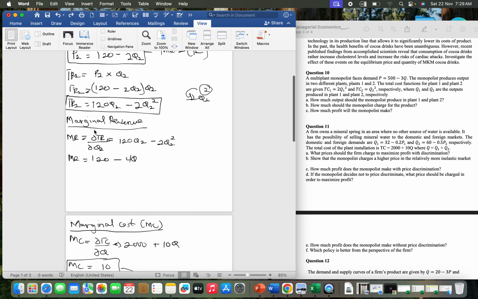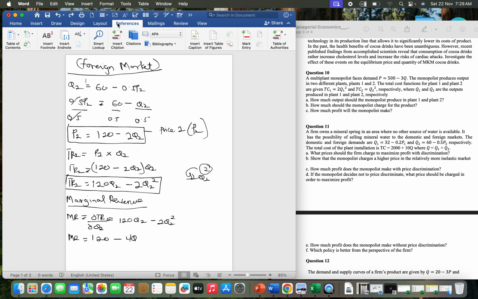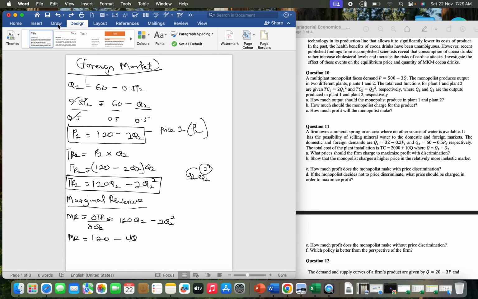So this is, oh, I want a different page. Oh, why is my page layout misbehaving? I think I need to work on this in our next video.